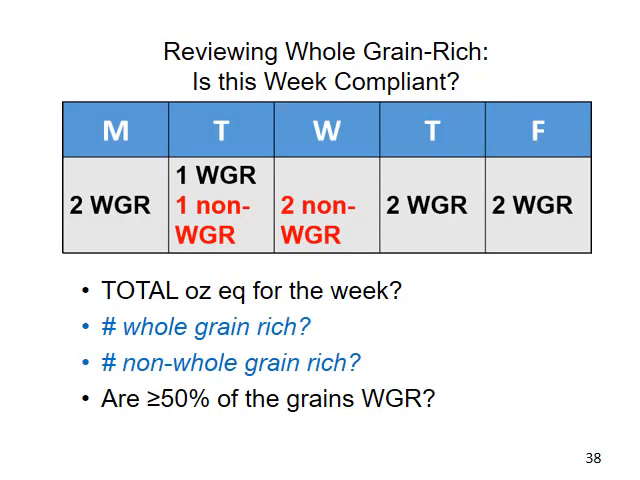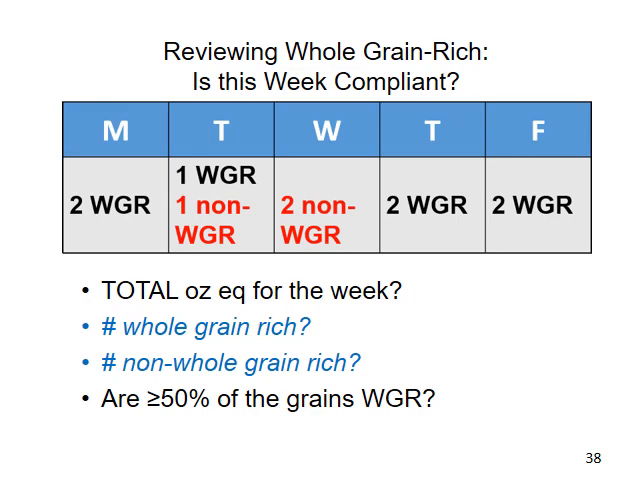Here's an example of whole grain rich and non-whole grain rich grains offered over the course of a week. Your job is to make sure that half of the required grains offered for the week meet the whole grain rich requirement. In order to check your menu for compliance, you would add up the total number of grains served for the week, how many were whole grain rich, how many were non-whole grain rich, and compare.